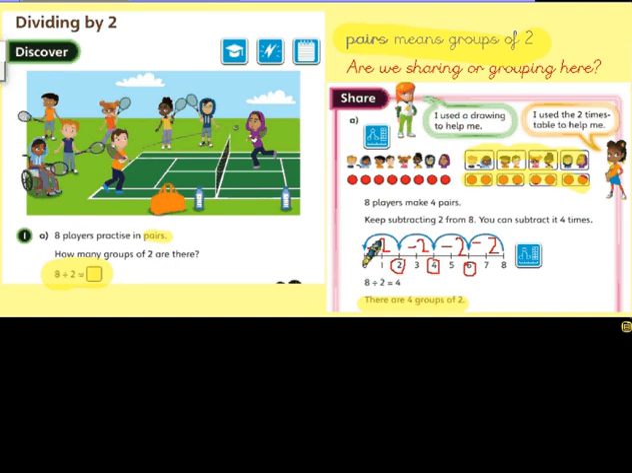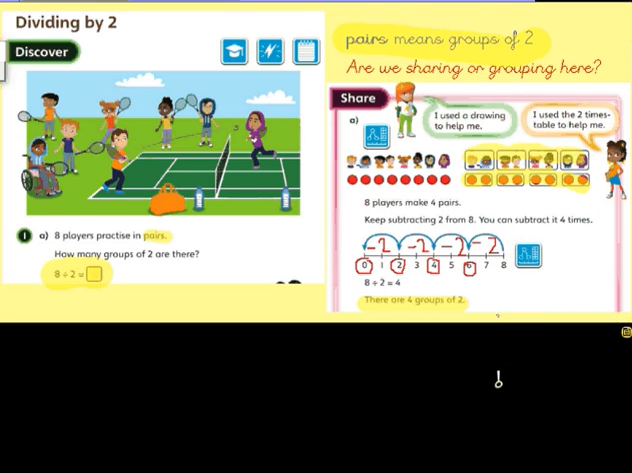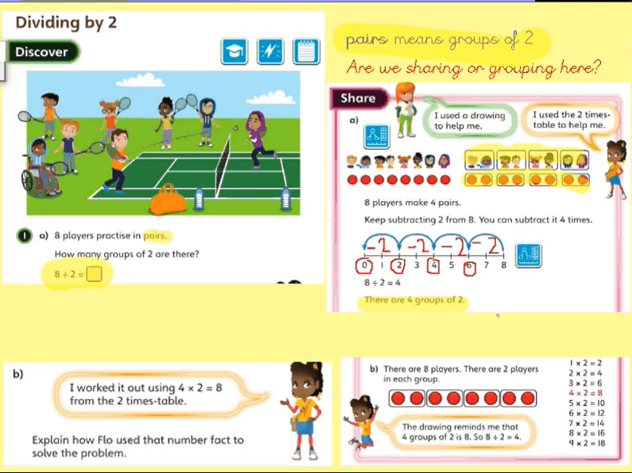Now when we get back to 0, we know that we have used everybody that makes the whole. We have used all 8. We have made 4 groups of 2. Part B says, I worked it out using 4 times 2 equals 8 from the 2 times table. Explain how Flo used that number fact to solve the problem. Why not have a go?